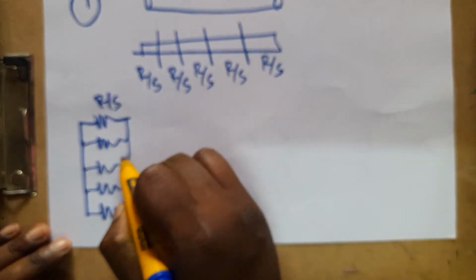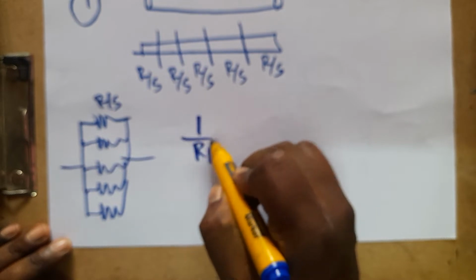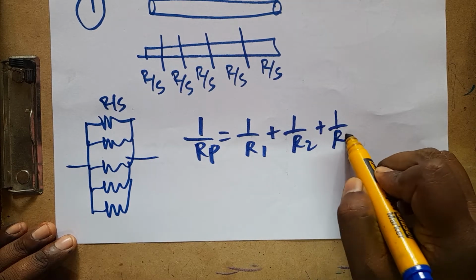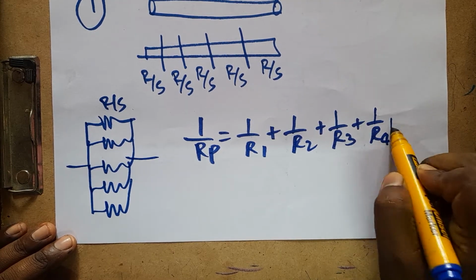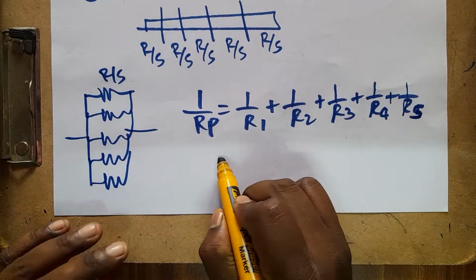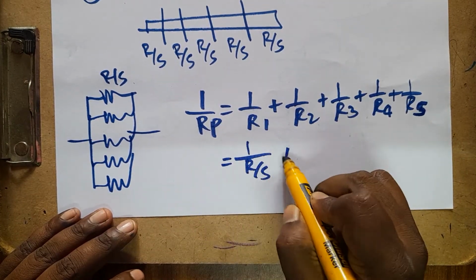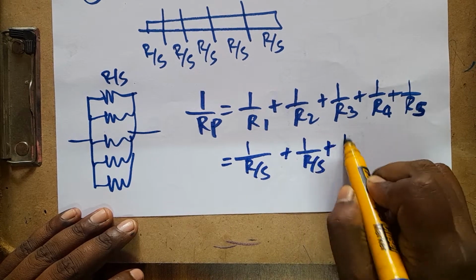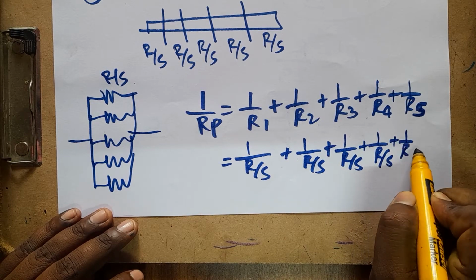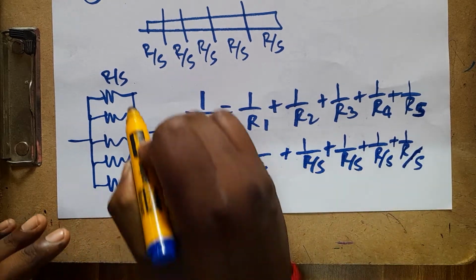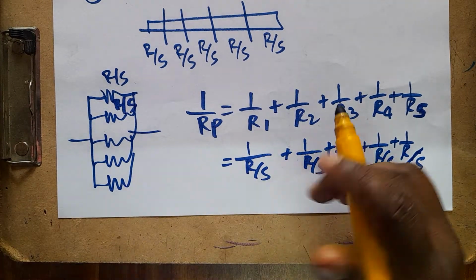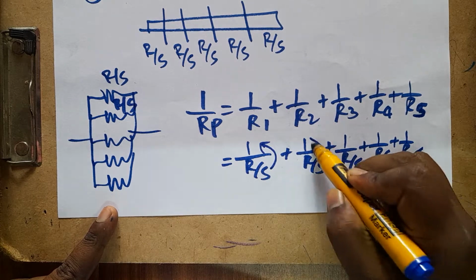What is the parallel formula? Resistance in parallel: 1 by Rp is equal to 1 by R1 plus 1 by R2 plus 1 by R3 plus 1 by R4 plus 1 by R5. What is each? It is R by 5. So 1 by R by 5 plus 1 by R by 5, and so on. Why sir is it 1 by R by 5? Because each is R by 5. Now the denominator will directly come into the numerator.